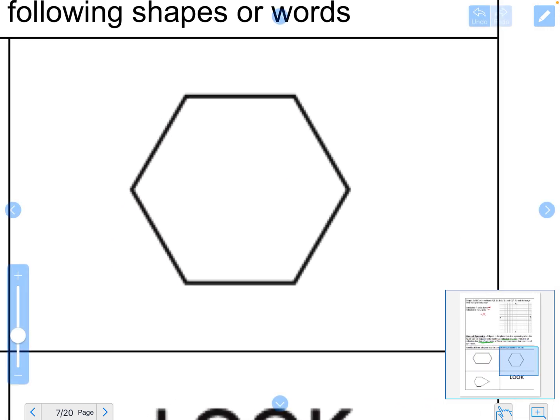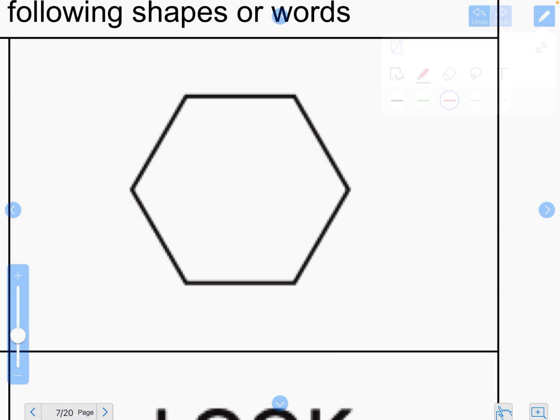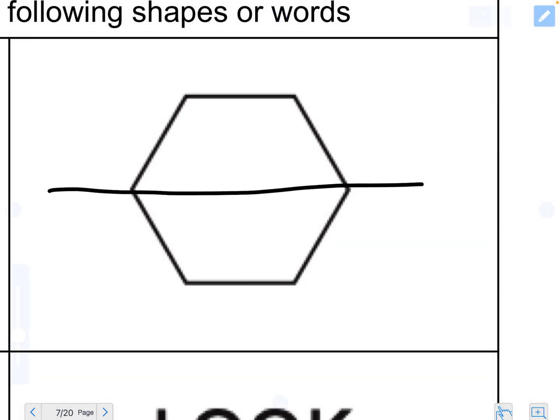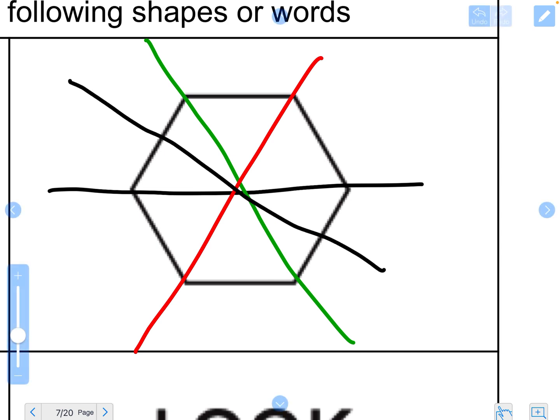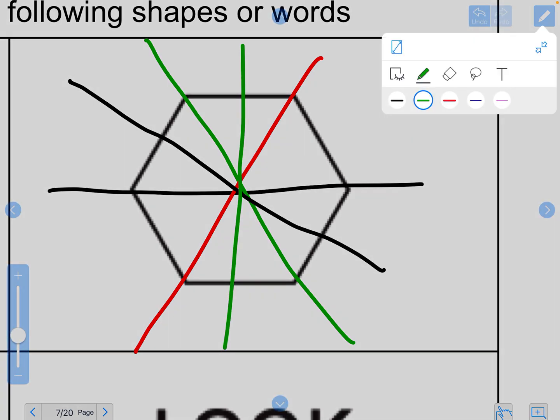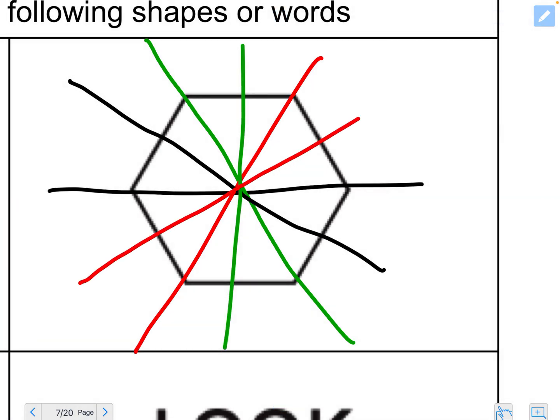If we look at our hexagon right here, I can divide my hexagon through there, and I know it's going to be the same. I can divide it there, and I know that those are going to map onto each other, and I can divide it here, and those will map onto each other. But if I also look closer, I see that if I did it this way, everything would map onto itself. If I reflected it this way, everything would map onto itself, and that way, everything would map onto itself. So this one has 6 lines of symmetry.